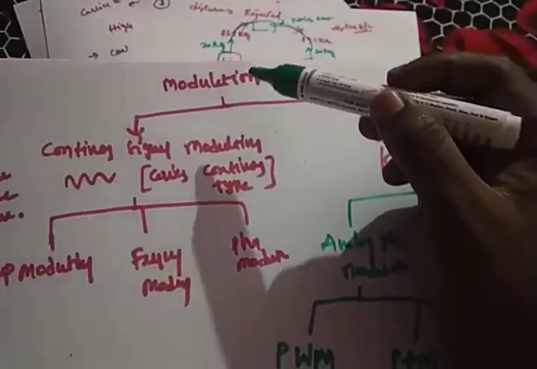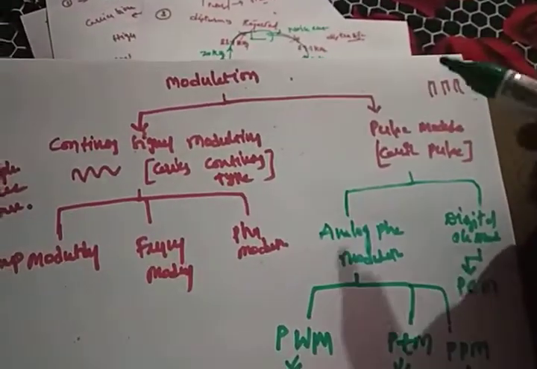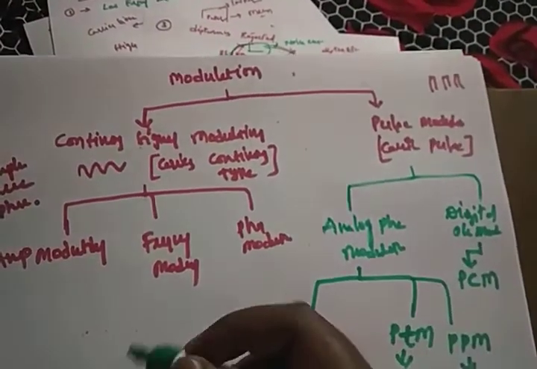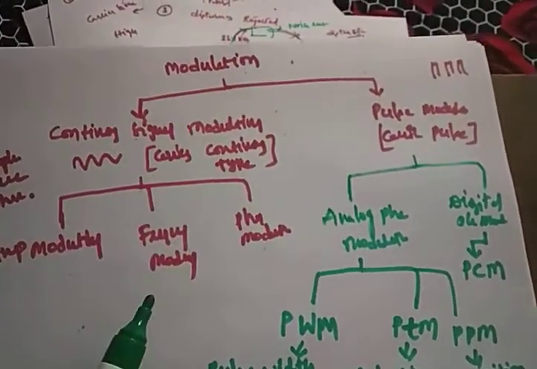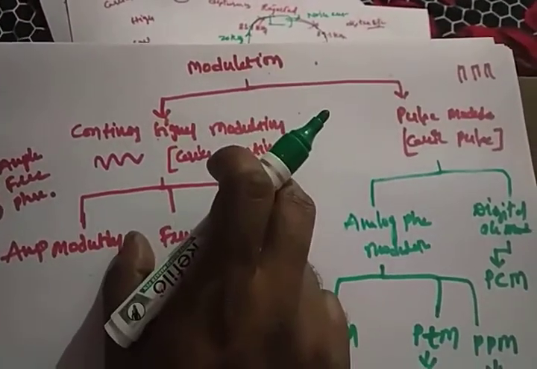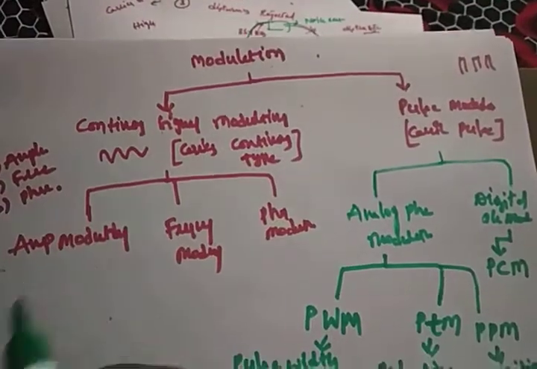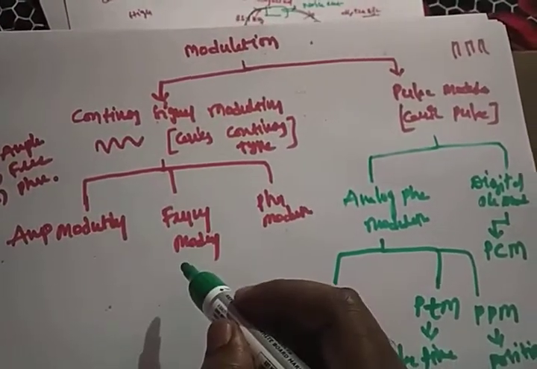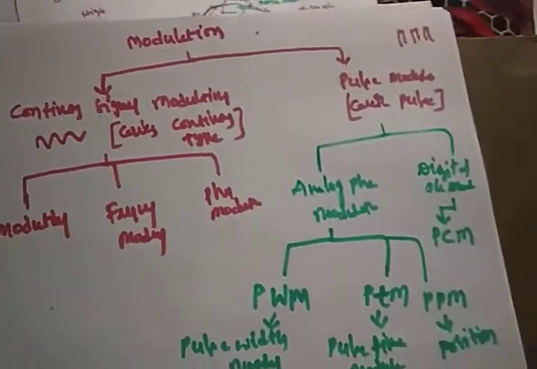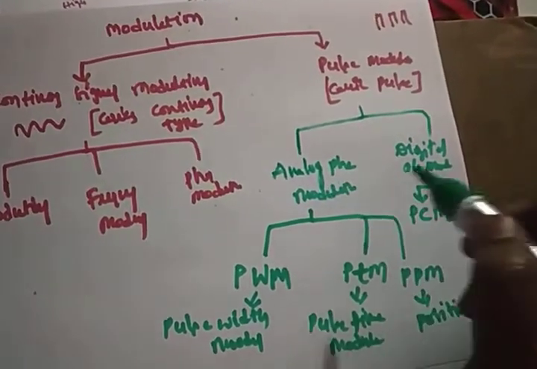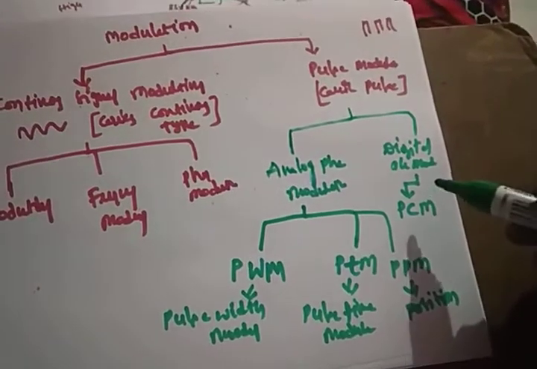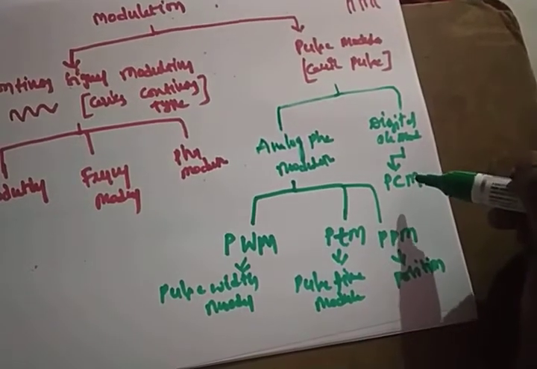Basically, modulation is of two types: continuous signal modulation and pulse modulation. Continuous signal modulation means the carrier wave is a continuous wave; in pulse modulation the carrier wave is a pulse wave. Continuous signal modulation is classified into three types: amplitude modulation, frequency modulation, and phase modulation. Pulse modulation is again two types: analog modulation and digital modulation. The digital modulation is PCM, that means pulse code modulation.